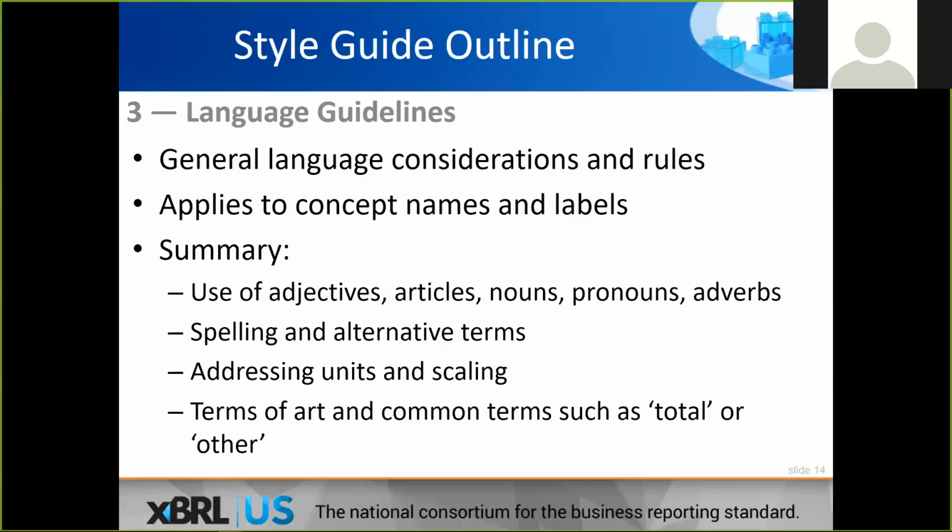In that case, we got both scaling and units put in there, because those things are actually handled in other places within XBRL. And there are some times when you've got terms of art in an industry where it may make sense to do that, and we discuss that within the document.